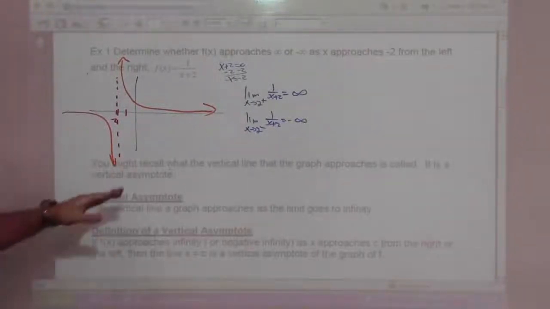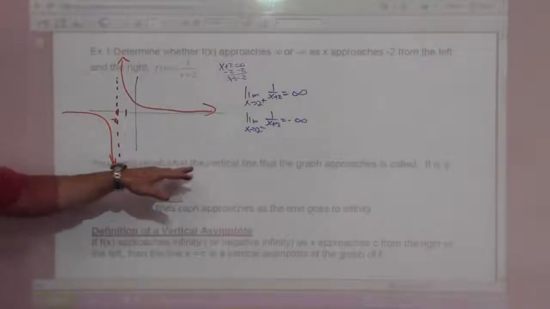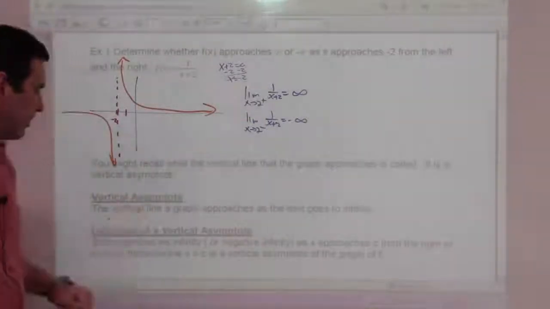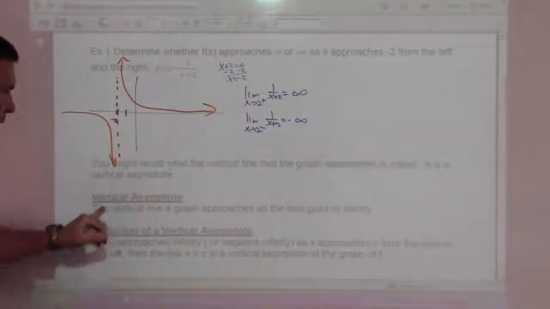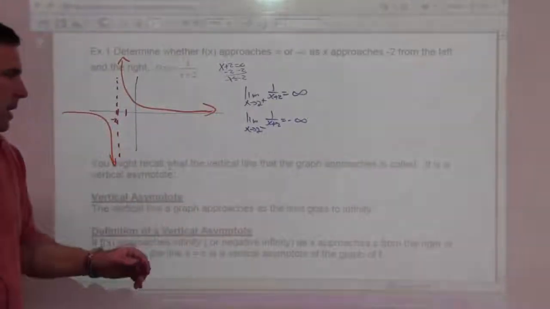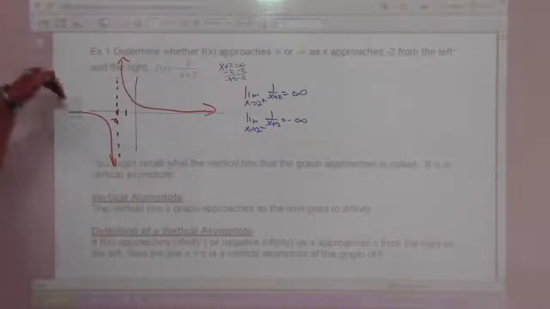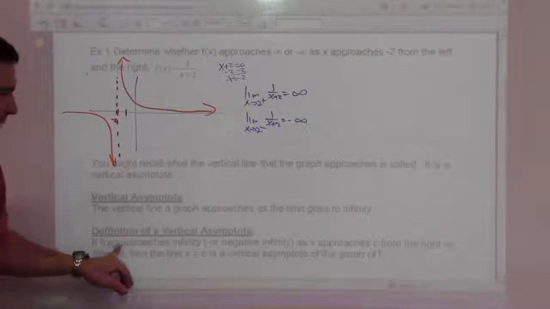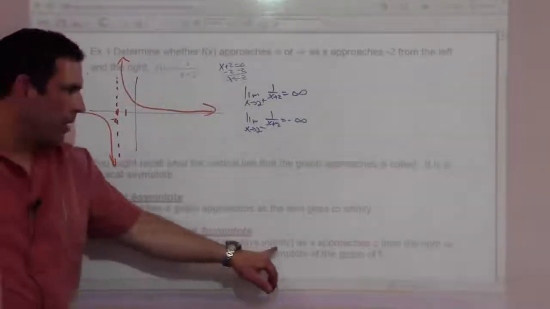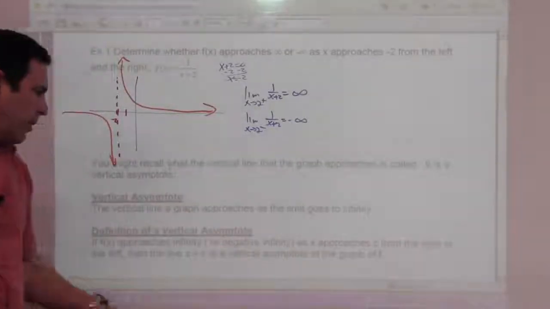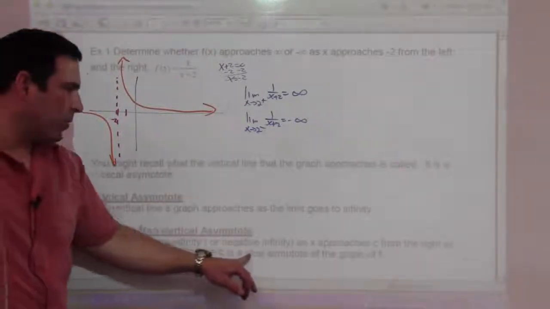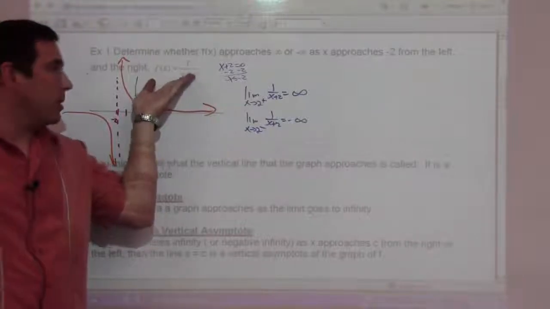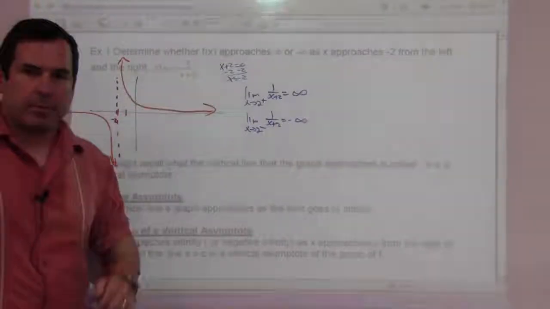You might recall that the vertical line the graph approaches is called a vertical asymptote. Hopefully you remember that from Math 126. A vertical asymptote is the vertical line a graph approaches as the limit goes to infinity or negative infinity. The definition: if f of x approaches infinity or negative infinity as x approaches c from the right or the left, then the line x equals c is a vertical asymptote of the graph. And we find that the places where the denominator would be 0 give us vertical asymptotes.